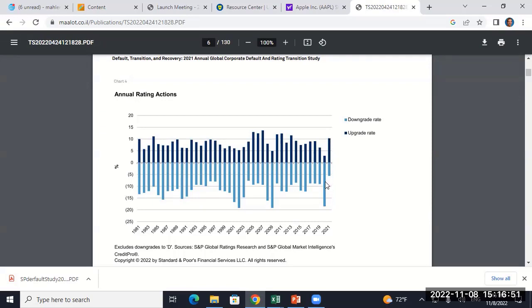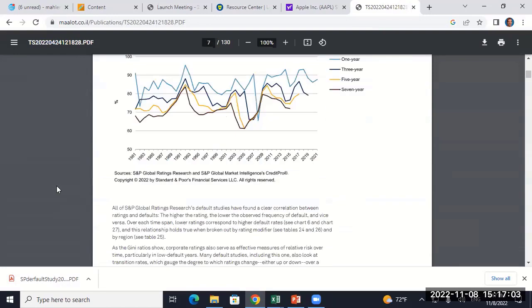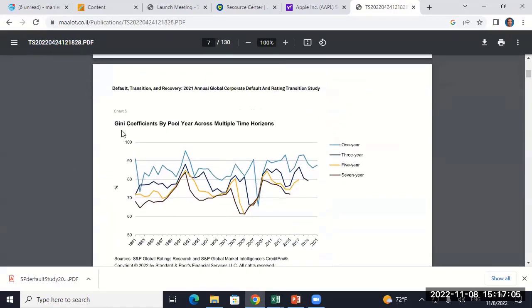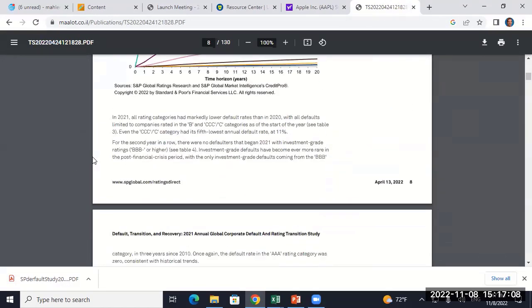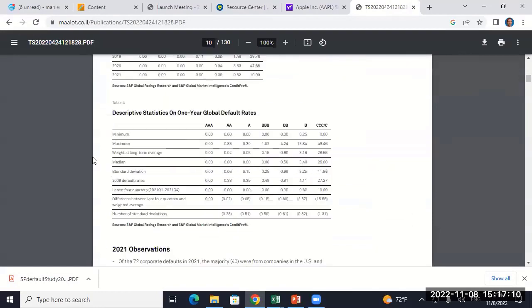But in 2020, why would 2020 have been so bad? COVID. All these retailers, all these energy stocks getting downgraded. Maybe this is energy stocks getting downgraded. So, really interesting information. I don't know what that is. So you just have to read through it and see what they're presenting.